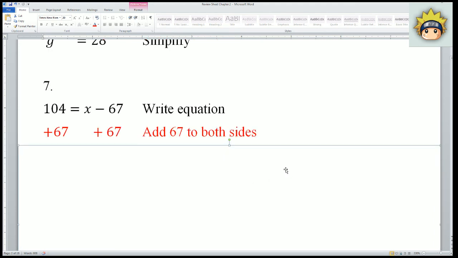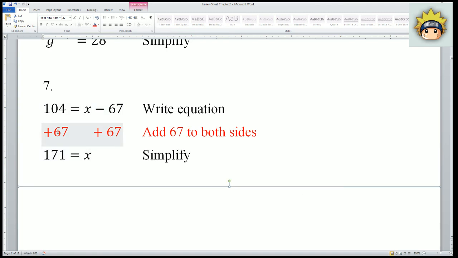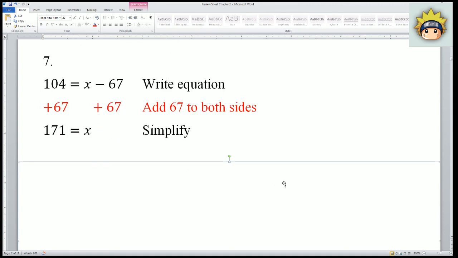Add 67 to both sides, right? And do the simplification. The left-hand side should be 171 equals x, right? Nothing's left over on the right-hand side except for the x, okay? Because we use the inverse operation.